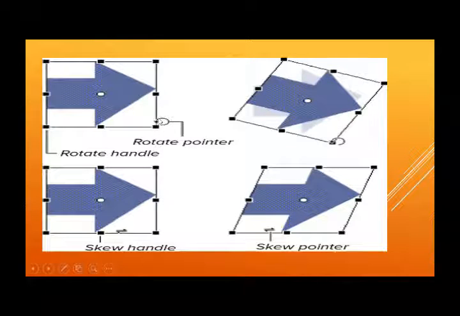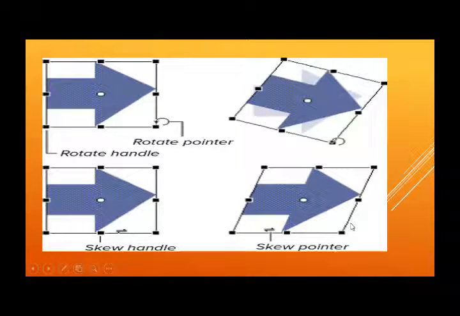So this is the rotate pointer. This is our picture, the arrow, and when we click on this picture, we will have the corner handles or rotate handles, we can say both. This is the rotate pointer, this is the main point. Whenever we click on this point, our figure will be rotated into different positions or in a circular position. If we rotate it, you will see that the pointer of this arrow will change.